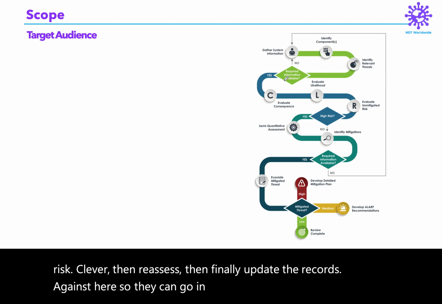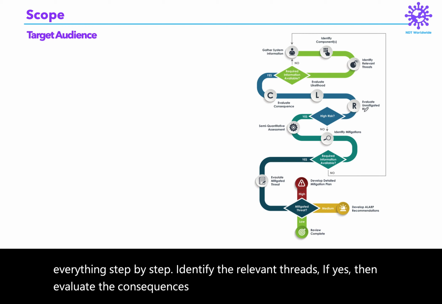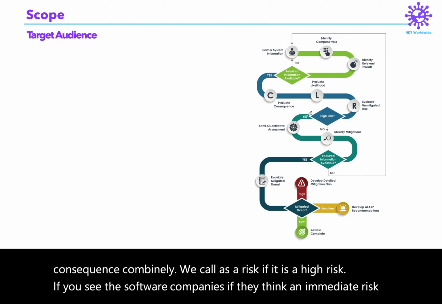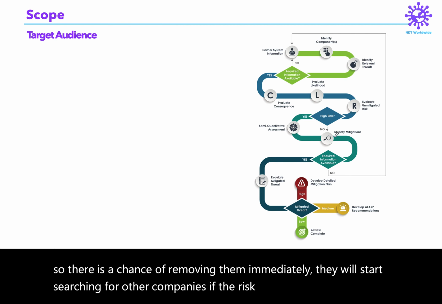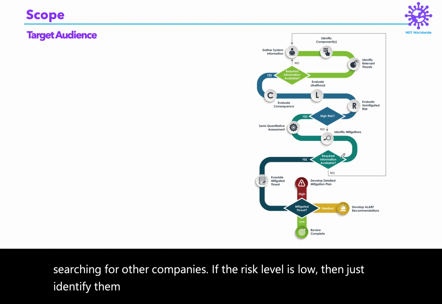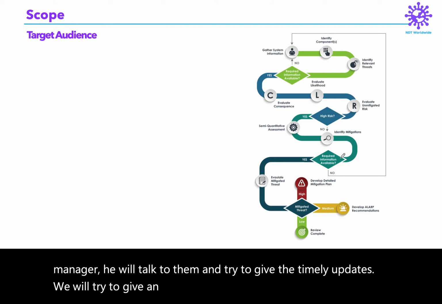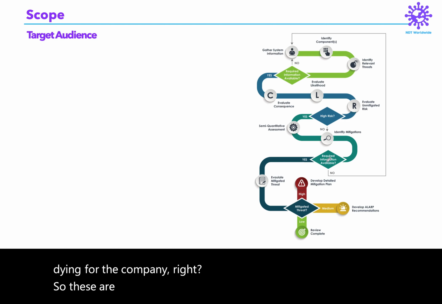They'll check everything step by step, identify the relevant threats. If yes, then evaluate the consequences. We evaluate the likelihood and the consequences, and combined we call it risk. If it is a high risk, if you see software companies, if they think there is an immediate risk, a chance of removing the employee, immediately they'll start searching for other companies. If the risk level is low, then just identify the mitigations. So what does he do? He will frequently visit the manager, talk to them and try to give timely updates. He'll try to give an impression in front of the manager that he is dying for the company, right? So these are all required mitigation activities.